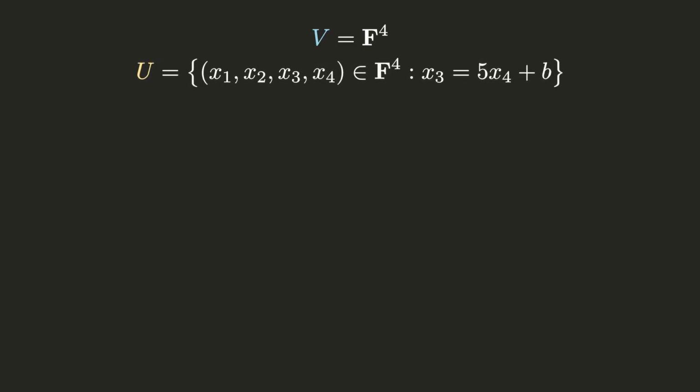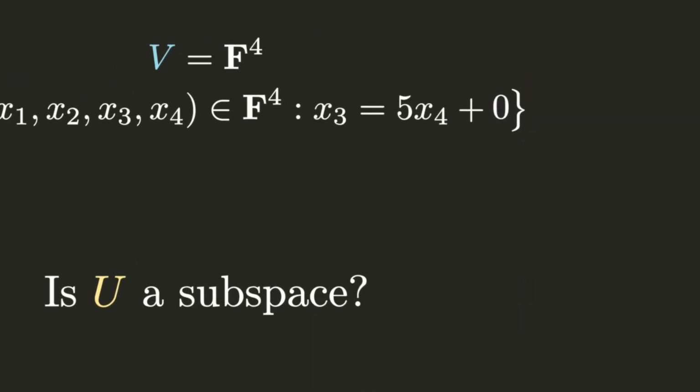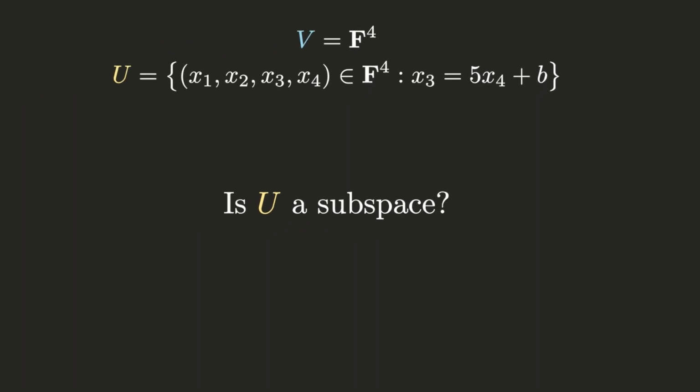Now let's look at a few examples of subspaces. Suppose V is F4 and U is the set of all the points satisfying this equation. Now is U a valid subspace of V? The answer is it's only a subspace if b equals 0.